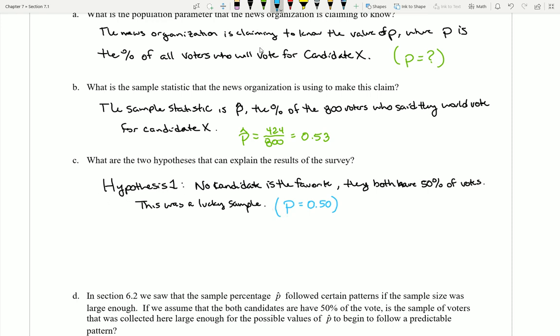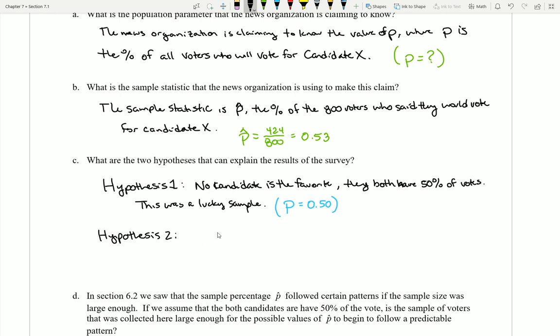Now again, this is just a guess. It's just a hypothesis. It's one thing that could explain why P hat came out the way it did. The real value of P is just 50%. Candidate X is only getting half the votes. This was just a sample where we happen to have a couple more candidate X fans. Okay, well, if that's one possibility, then we should be able to list out another possibility.